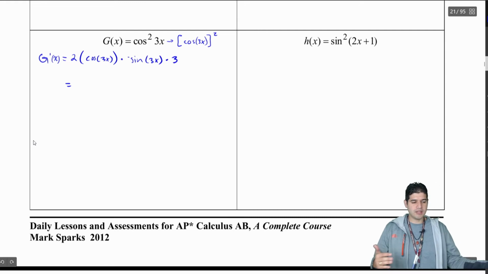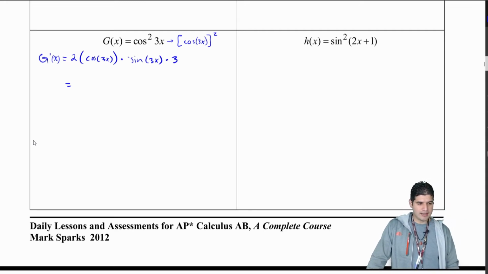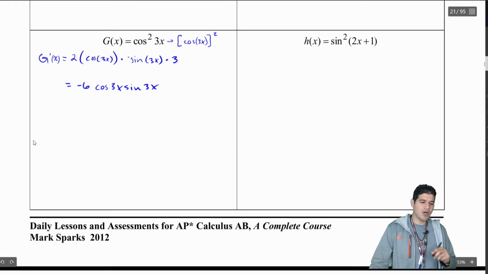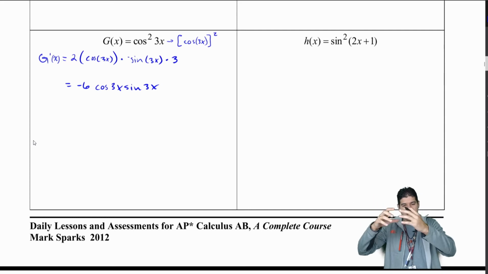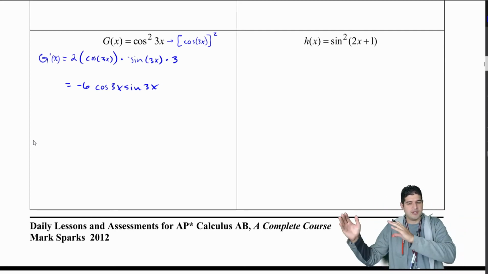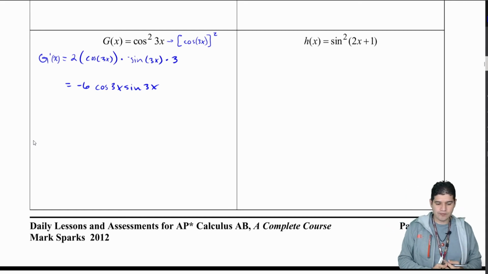All right, so now I'm just going to put everything together. I got a negative, I got 2 times 3. So I get negative 6 cosine 3x sine of 3x. And notice like everything just kind of falls out, kind of like one of those stacking dolls that you've seen. Everything just kind of falls out, and then we can just put it together really nicely.